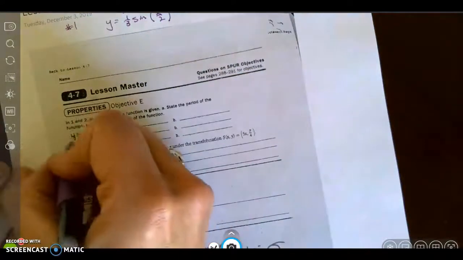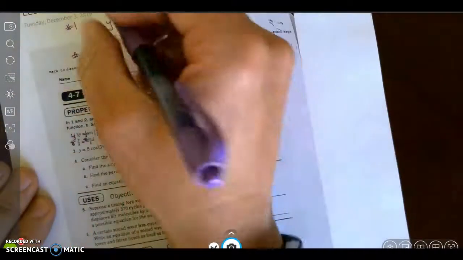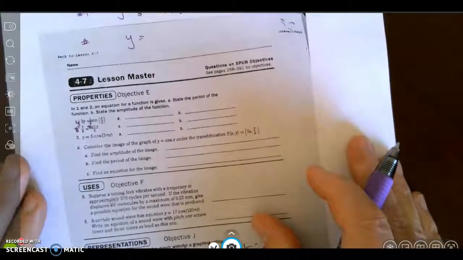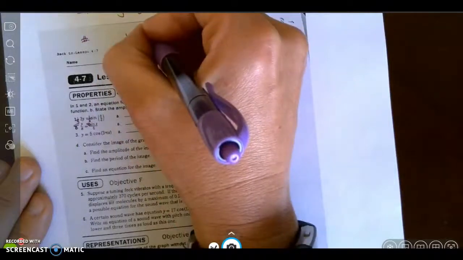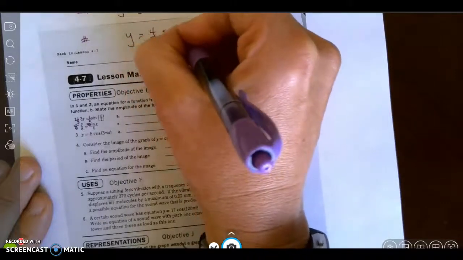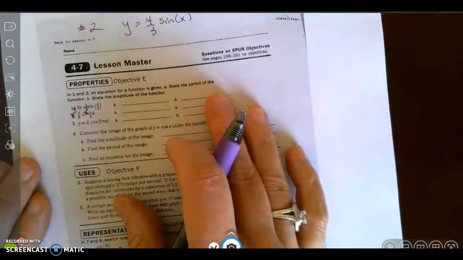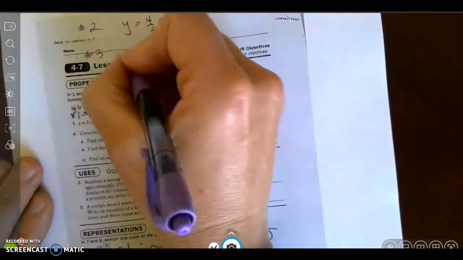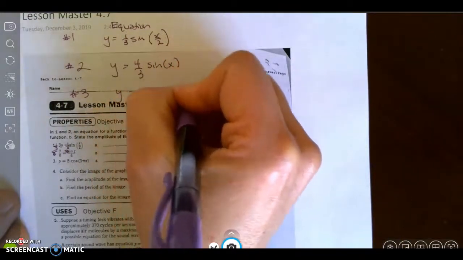For number 2, I'm going to multiply both sides by 8. And I'm going to get y equals 8 over 6, which I know is reduced to 4/3 sine of x. That 6 is not with the x. That's part of the y. That's number 2. And number 3 looks good. I don't need to change number 3's equation at all. I still have y equals 5 times the cosine of 3 pi x.